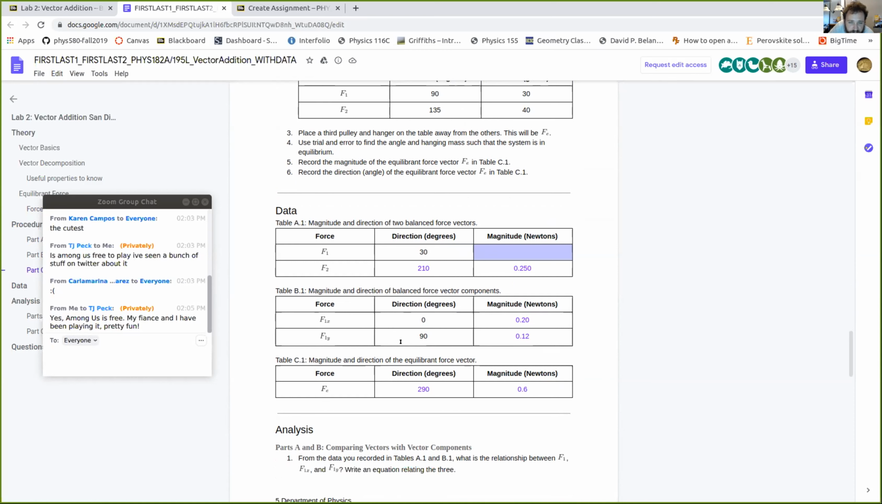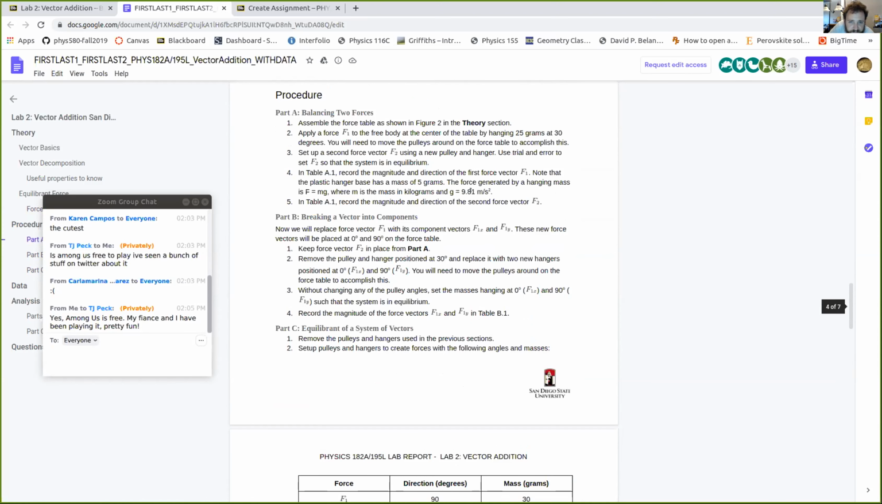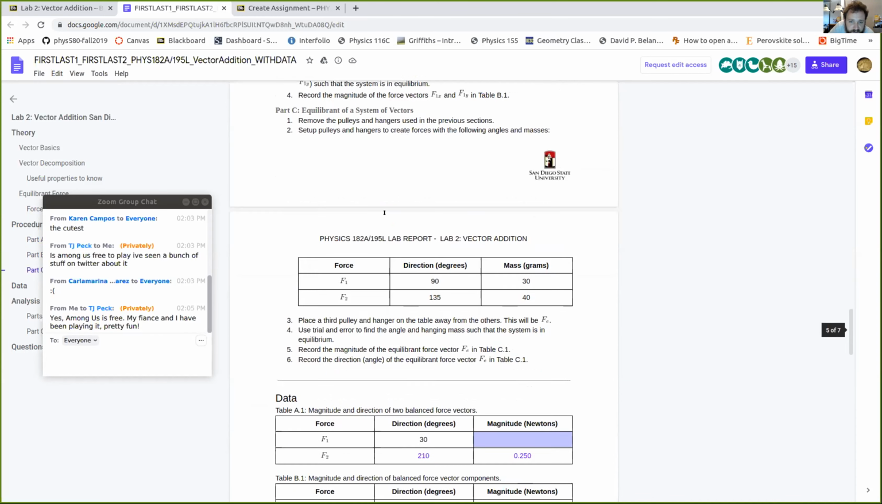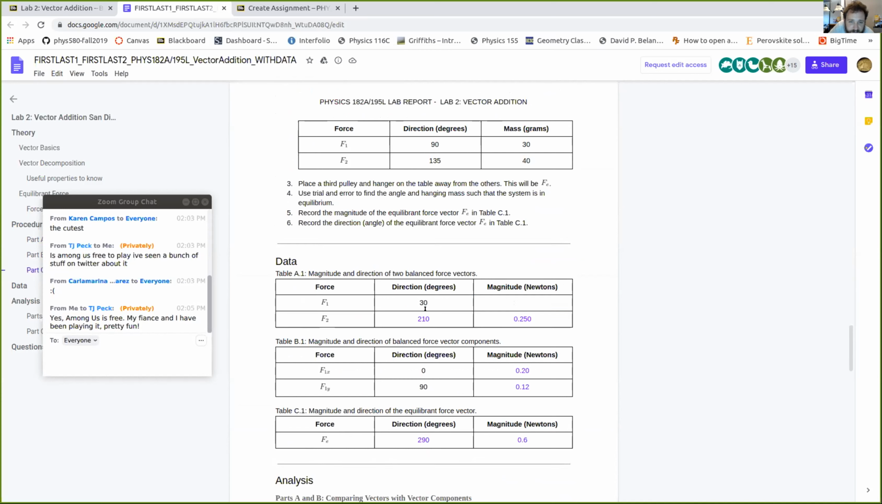Now, what they did for part B, okay, hold on. I need to move pulleys around to accomplish this. Set up a second force vector F2 using the pulley and hanger. Use trial and error to set F2 so the system is in equilibrium. Okay, table A1, record the magnitude and direction of the first force vector. You can see that basically that's 30, and then 180 degrees opposite of 30 is 210, right? So if F1 and F2 are balanced, what do you think the magnitude of this force has to be? 0.25. Okay, there you go.